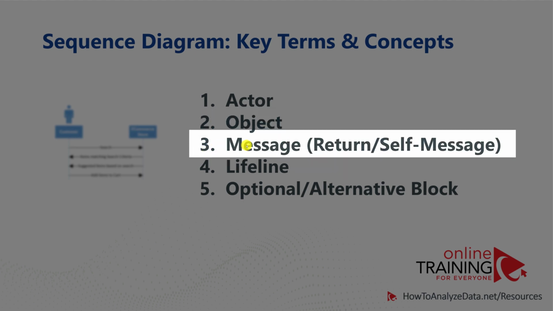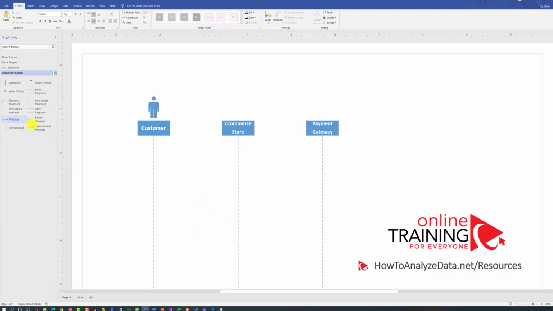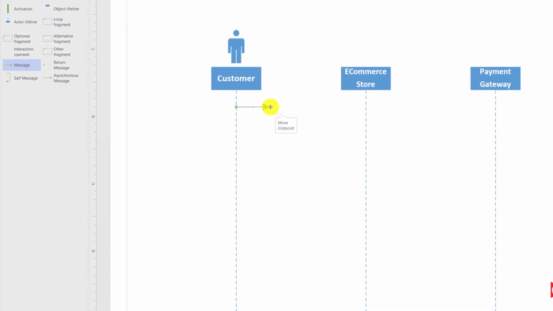And messages could be primary message, return message, or self message. To define a message, we use message stencil. We just drag it and place it right on the lifeline, and then we extend it to the next object.